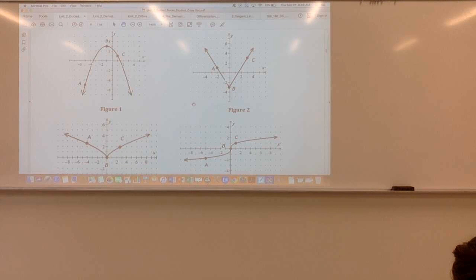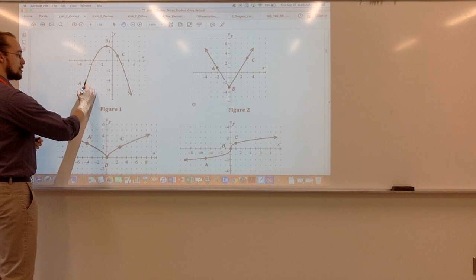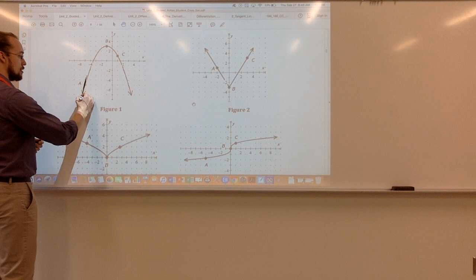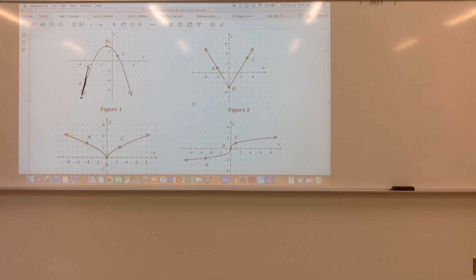You can use a sheet of paper as your straight edge, and just say, well, this tangent line would look something like this. Just start sketching out those tangent lines.